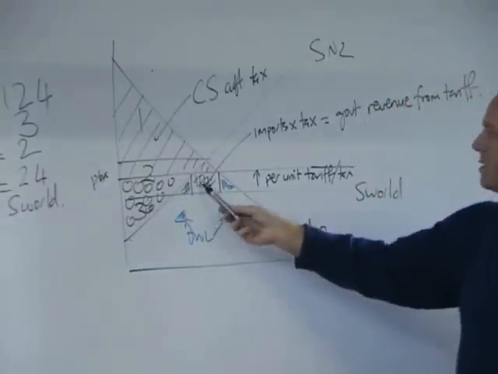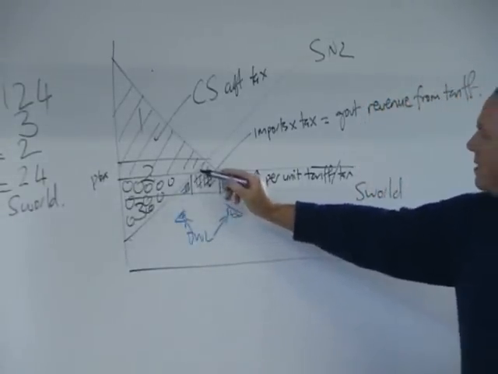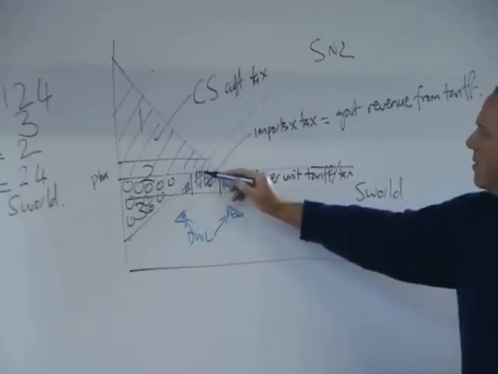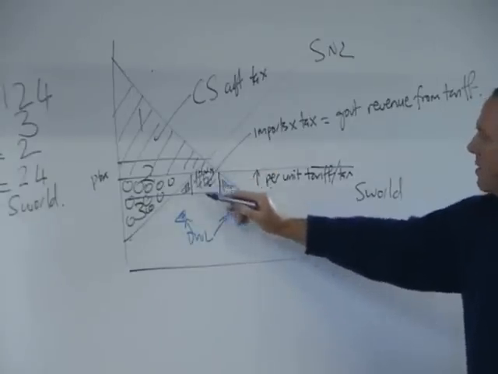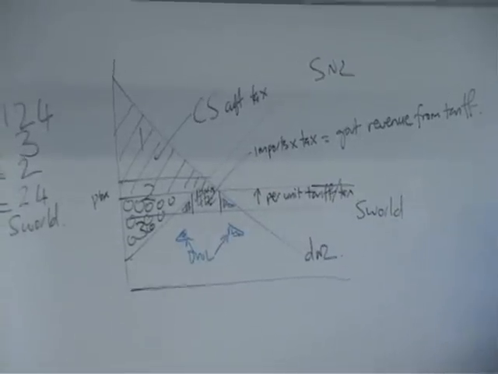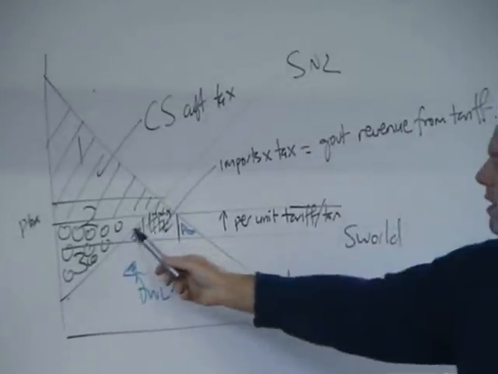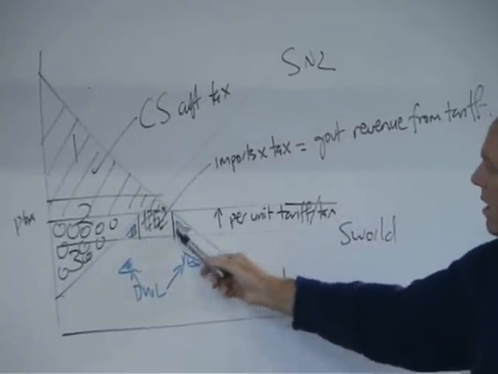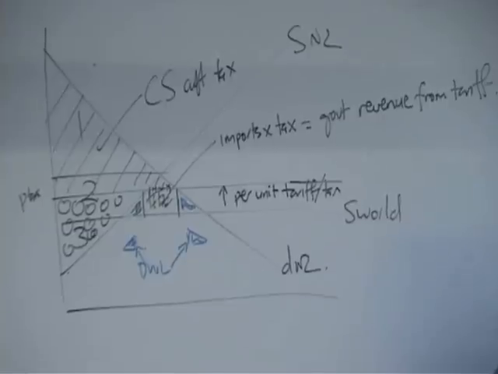The government collects this area here in tax revenue, which basically represents the imports times the tax. But we have 2 areas left over, and that represents the deadweight loss. That area in there, and that area in there.